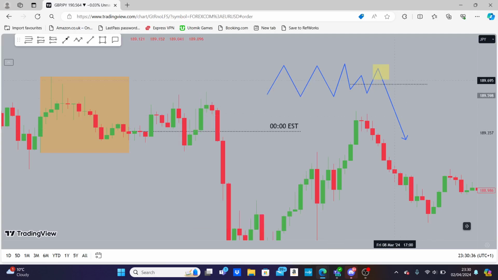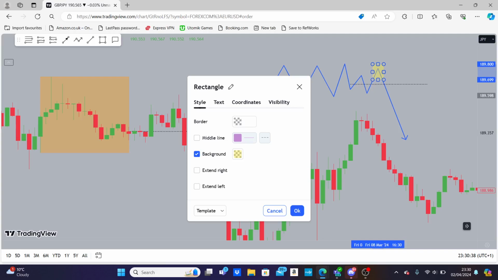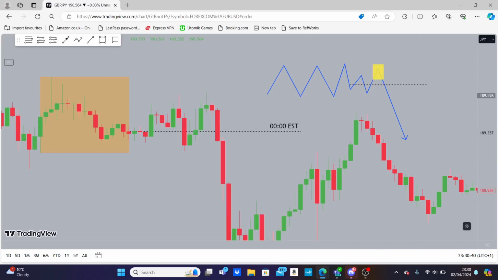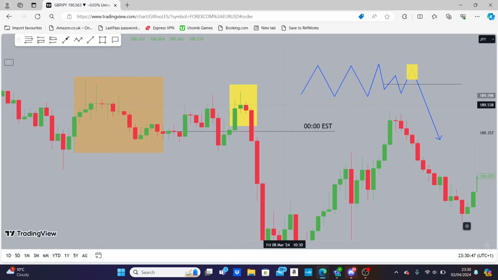It's a manipulation. I typically use the yellow box to represent an area of manipulation. So this is an area of manipulation over here. It's not the high of the day, because the high of the day is, remember, here, the Asian high. But this forms as what I call a London manipulation.